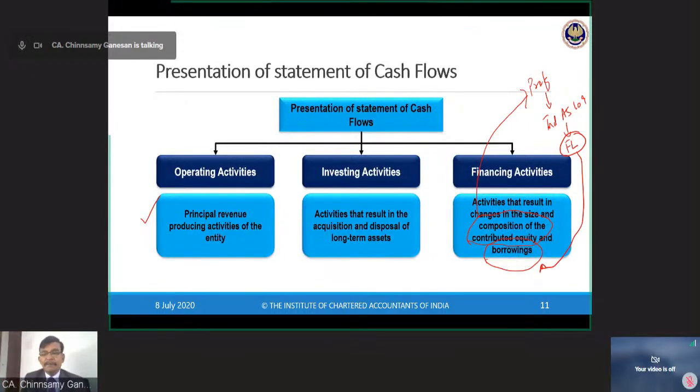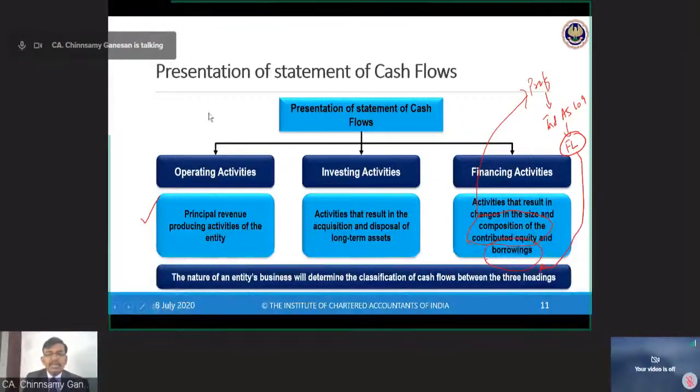There will possibly be a difference, because interest debited to the P&L account will be much higher, but the actual interest you have paid may be lower for a simple reason: it is accrued but not payable. Only on the due date for payment will you pay that interest. Only if it is paid should it be part of your outflow of cash. So non-cash items are not considered. This is the structure of your cash flow statement. This is what I have said: the nature of the entity's business will determine the classification of cash flows into three headings.